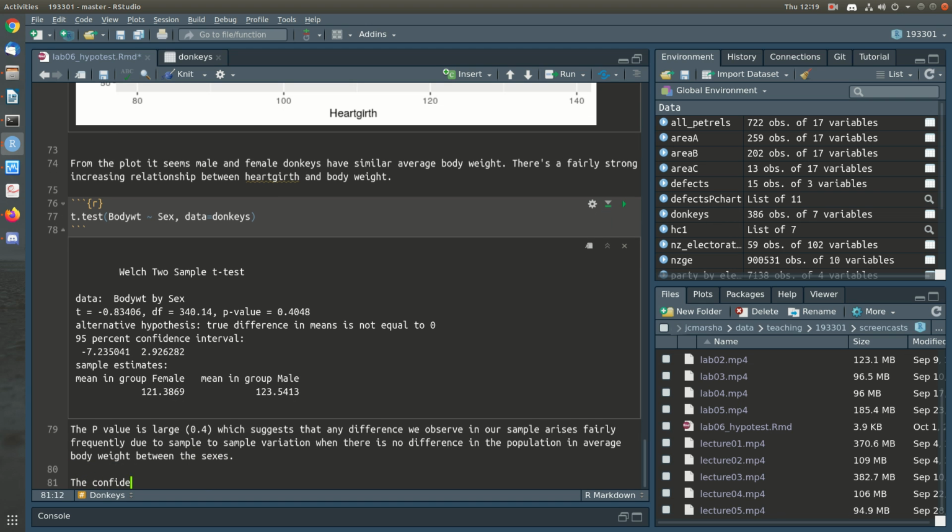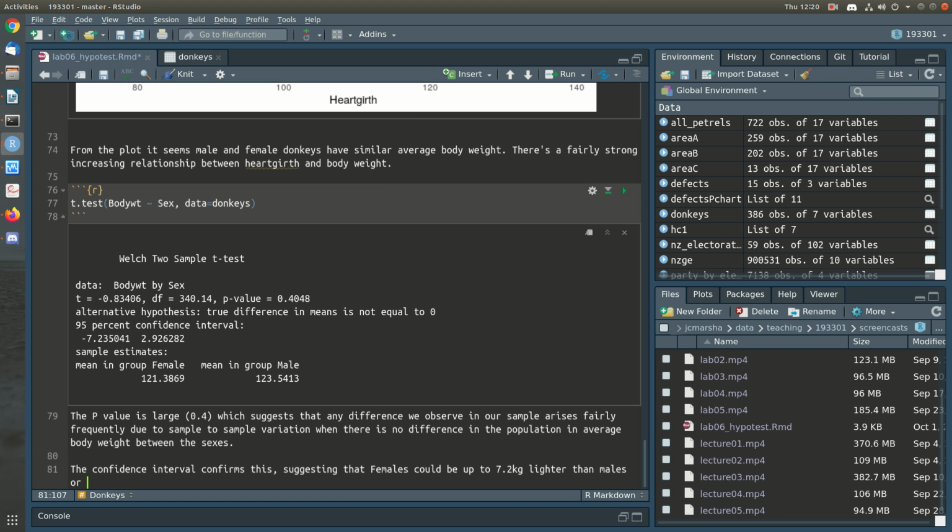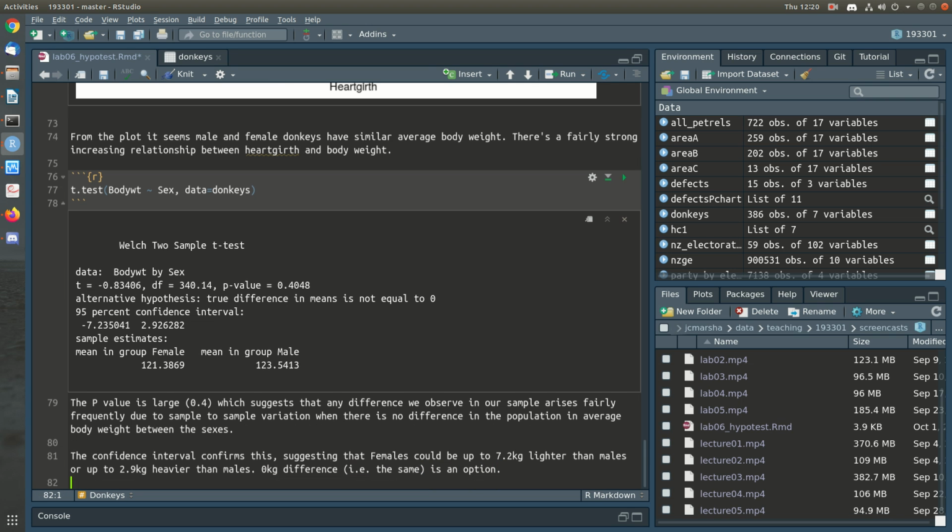The confidence interval confirms this, suggesting that females could be up to 7.2 kilos lighter than males, or up to 2.9 kilos heavier than males. 0 kilo difference, i.e. the same, is an option. Okay.